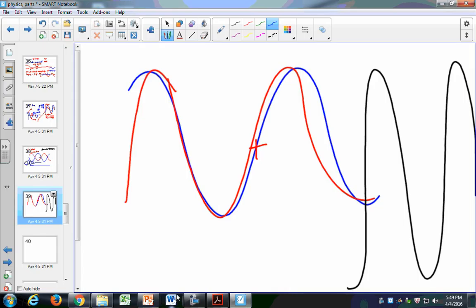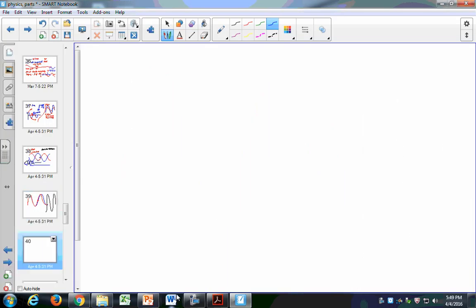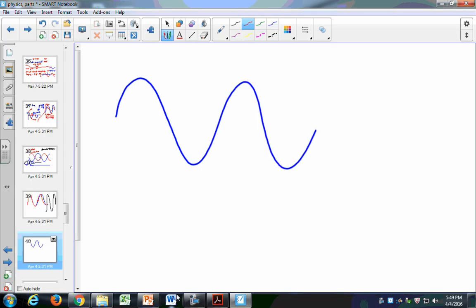If they're not completely out of phase, it's sort of important. Let's say that I have a wave that looks like this, and then I have a wave that's just slightly out of phase, like that.